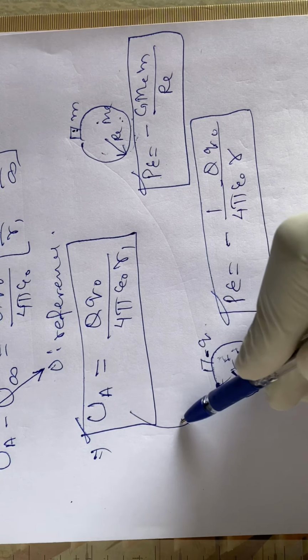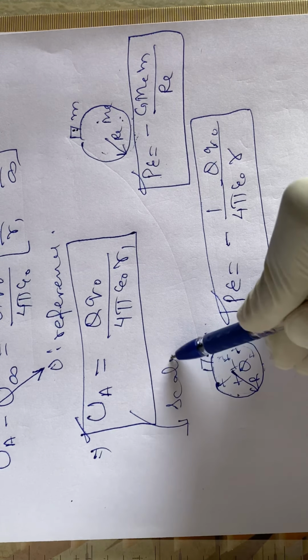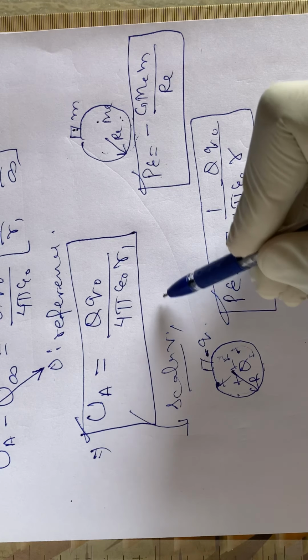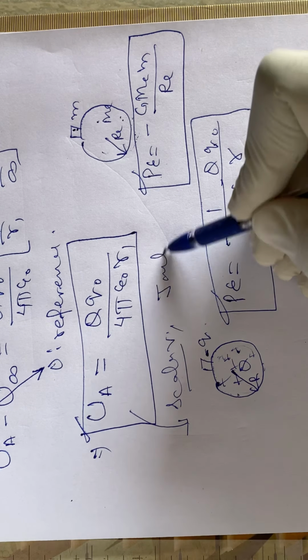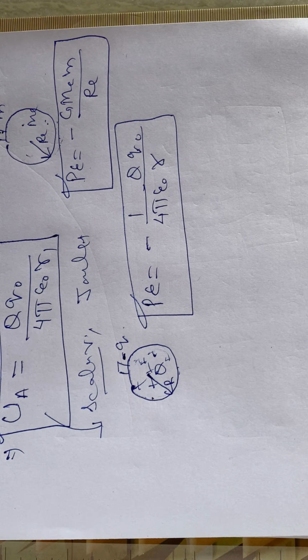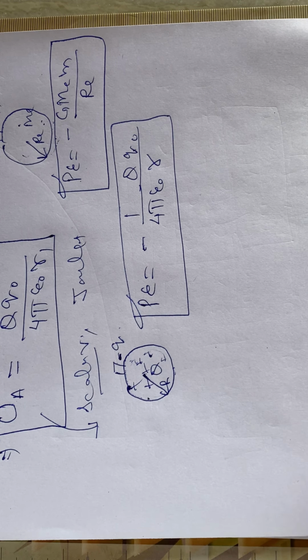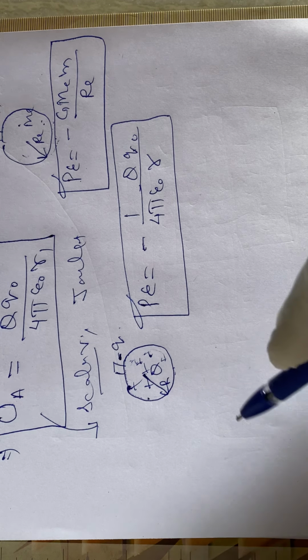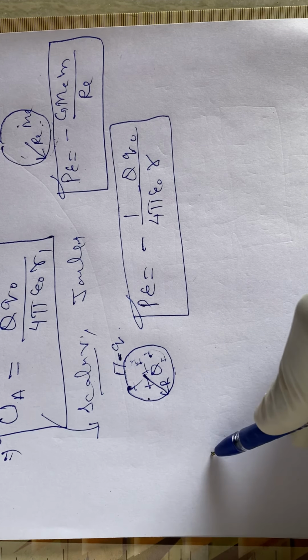Of course, this potential energy is a scalar quantity, and its unit is joules. Now suppose more than two charges are given and we want to write the potential energy of this configuration.